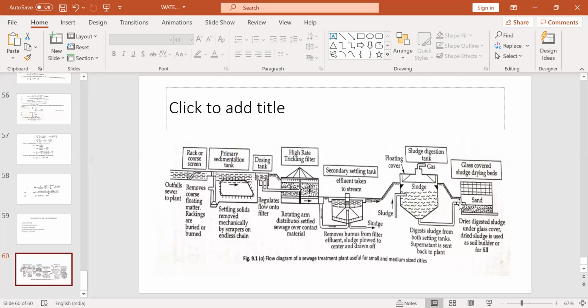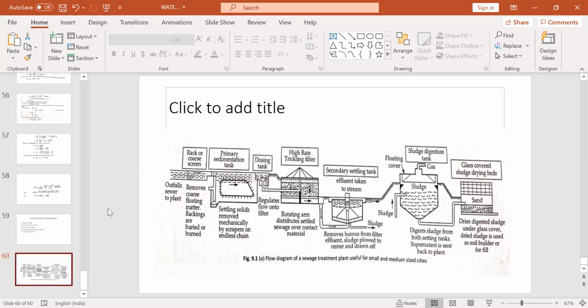From there, sometimes you go for tertiary treatment, such as chlorination, and then finally you dispose. So this is a kind of flow chart of how sewage treatment is done. This is how the entire thing is done.